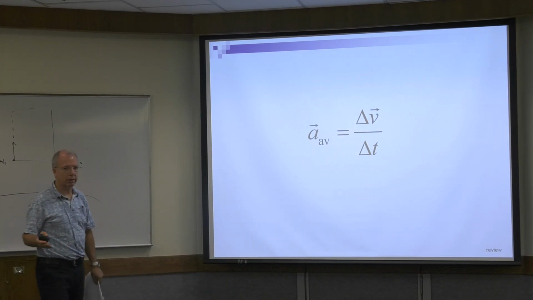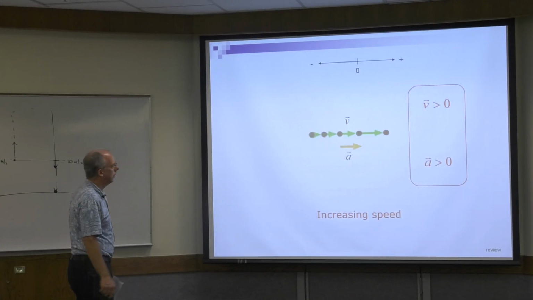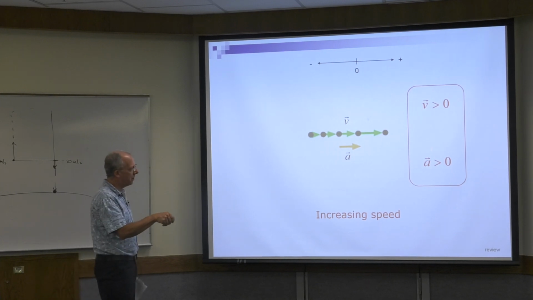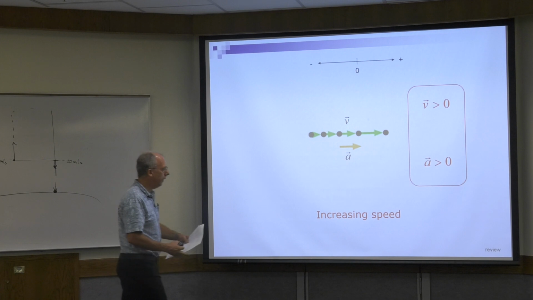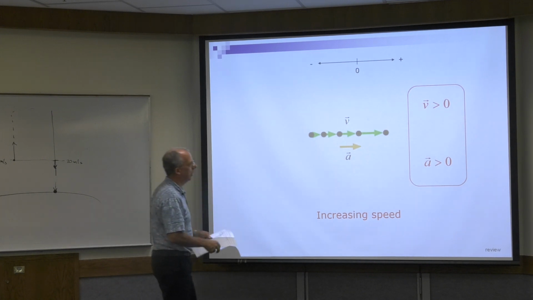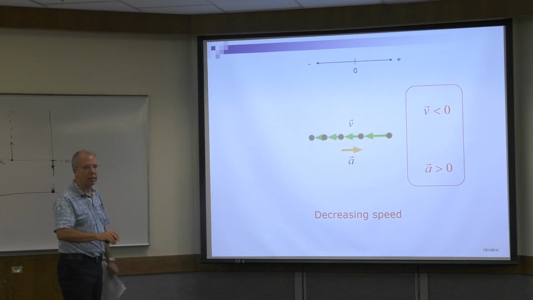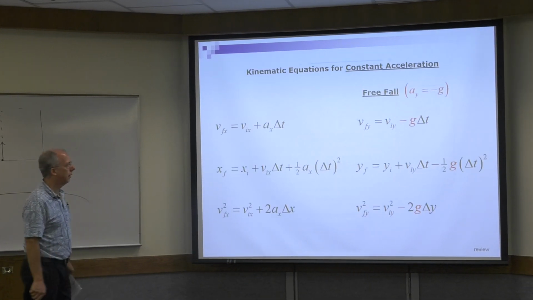You have to know this: acceleration is delta v over delta t. You just have to know it. We learned that when the velocity and acceleration have the same direction, which means same sign, either both positive or both negative, the speed increases. When they have opposite sign, the speed decreases. Again, we'll be using that the entire semester.